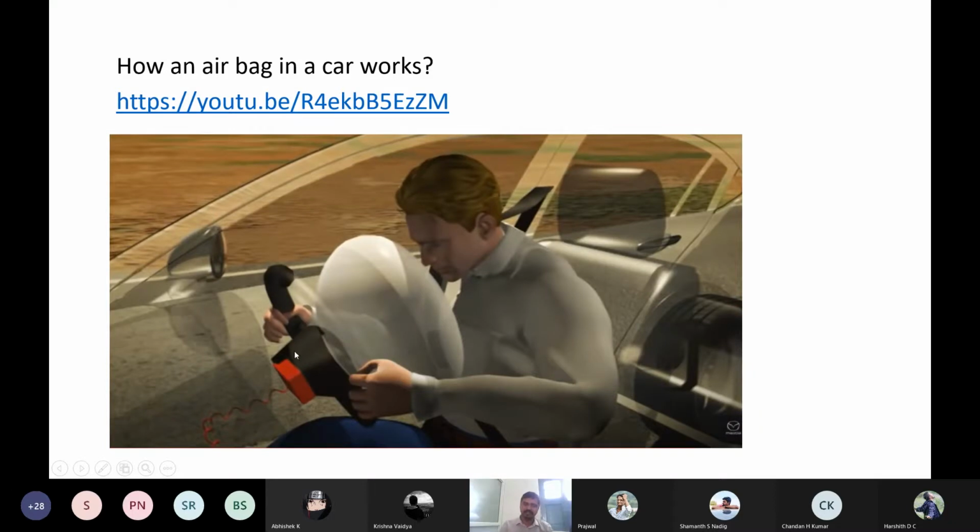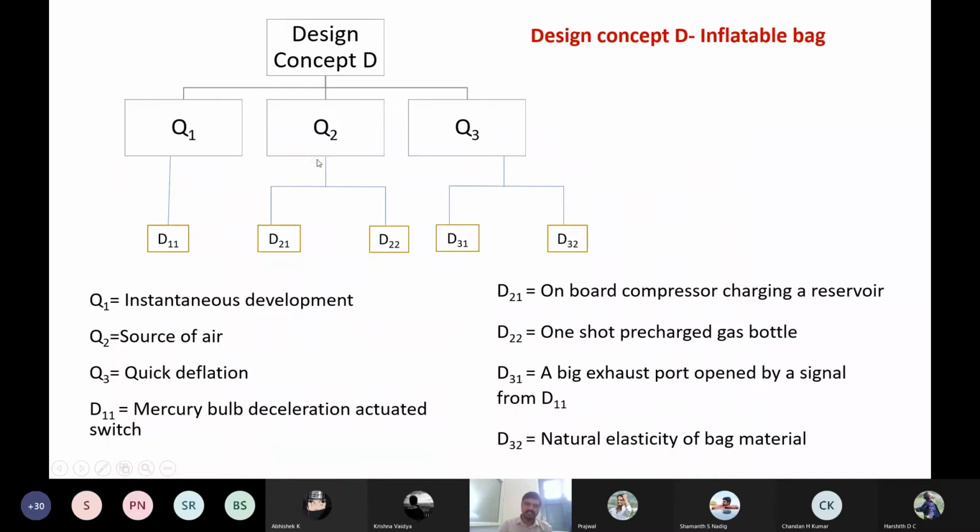That means there will be a sensor when there is an accident. The sensor will detect the possibility that an accident has occurred. That will be identified by the sensor, and it will send a signal which will result in a chemical reaction between nitrogen and other chemicals, and then air gets filled in the bag. It will protect the driver like this. You can see the complete procedure by watching this video. Later I will share it. This is the design tree given in the problem itself.